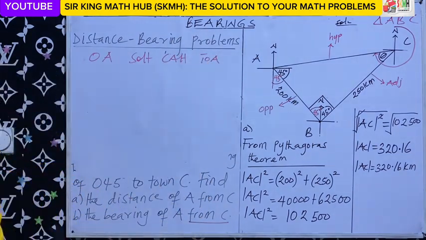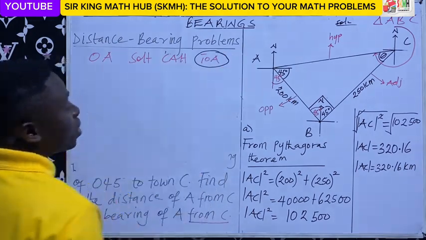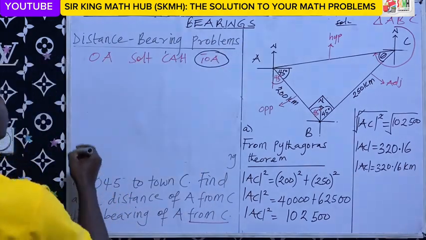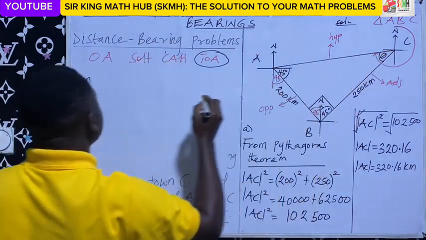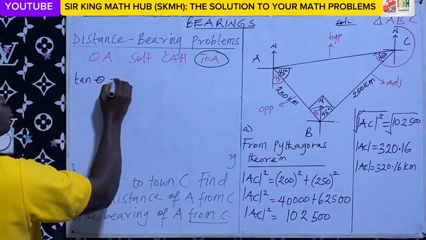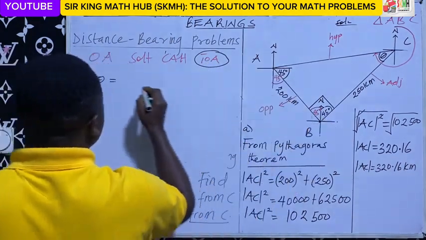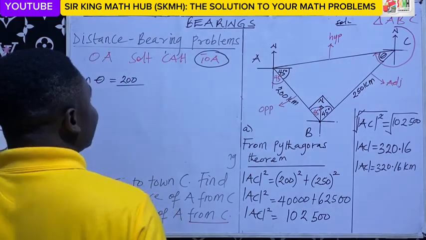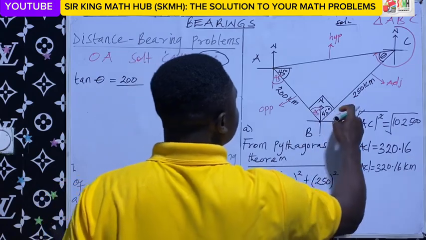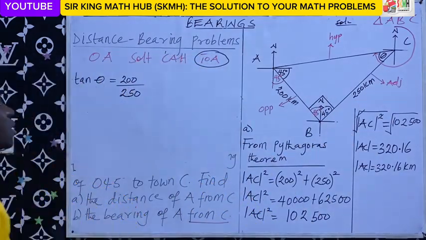which of them has opposite and adjacent? Clearly, that is TOA. And what does TOA say? TOA says that the tan of the acute angle here, which is theta, should be equal to the length of the opposite, which measures 200 kilometers, divided by the length of the adjacent, 250 kilometers. We are looking for theta.